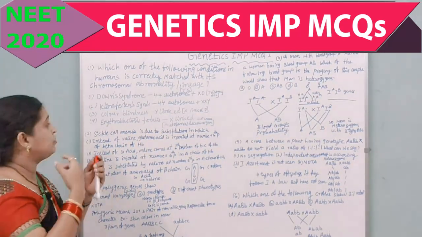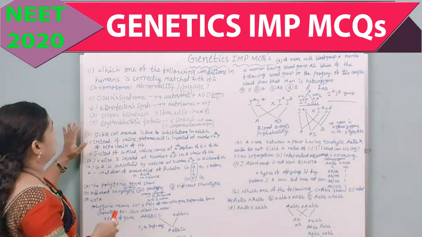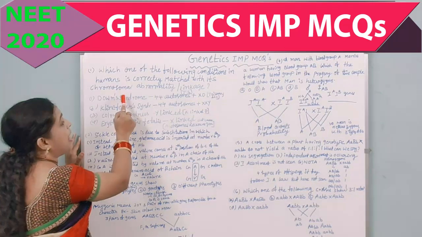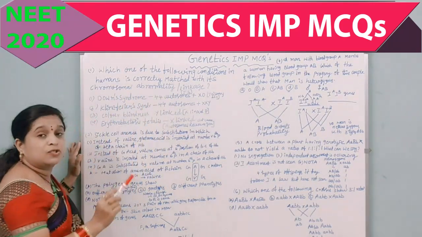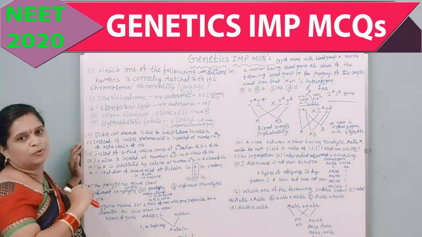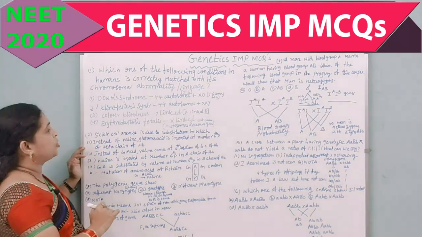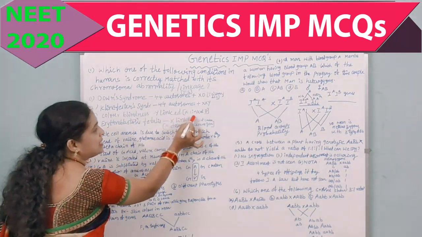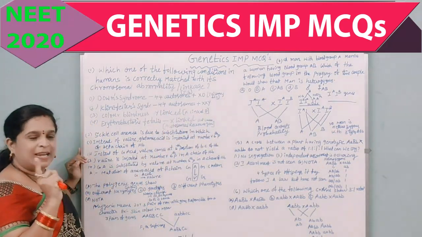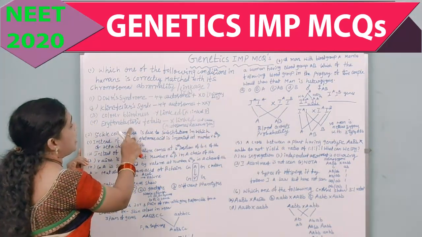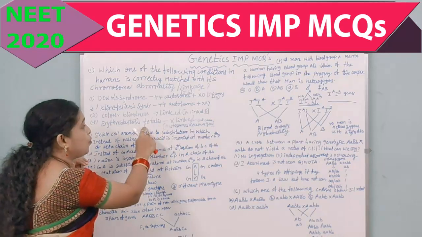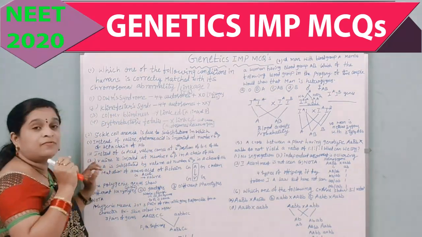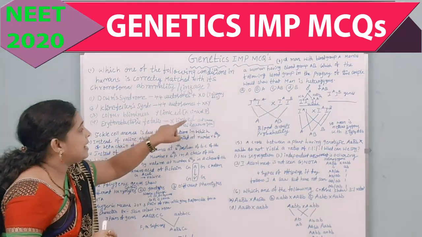Now we have to solve this MCQ. First of all, come to Down syndrome. Actually, Down syndrome occurs when there is a trisomy of the 21st chromosome, so this is not the correct option. Second, color blindness is an X-linked disease, not a Y-linked disease. Erythroblastosis fetalis is caused by an autosomal recessive gene. It's not an X-linked gene.